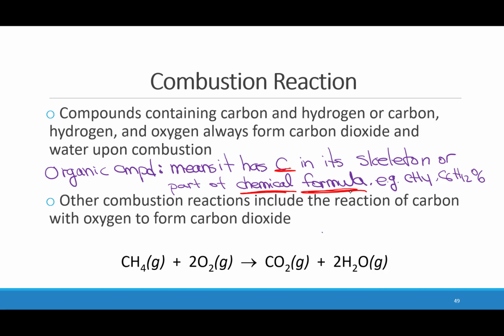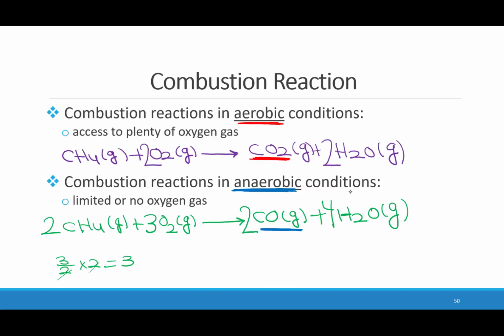But we will have 2 conditions. One is aerobic condition. In aerobic condition, we have access to plenty of oxygen gas. That's why your product will contain carbon dioxide. In anaerobic condition, you have access to limited or no oxygen gas. That's why the product will be carbon monoxide. Everything else remains the same, as you could see. It's only the carbon dioxide and monoxide. If it's aerobic, carbon dioxide. Anaerobic, carbon monoxide. And as always, you have to make sure your equation is balanced.